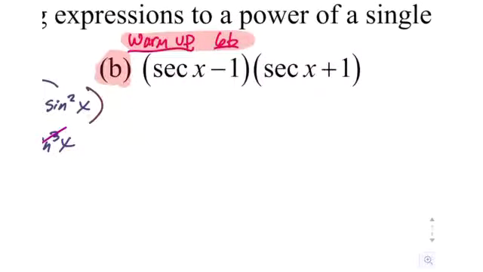All right, let's do this. Secant of x minus 1, secant of x plus 1. So we have two factors, one term. X is the angle. We want to get that down somehow to a single power of a single trig function.